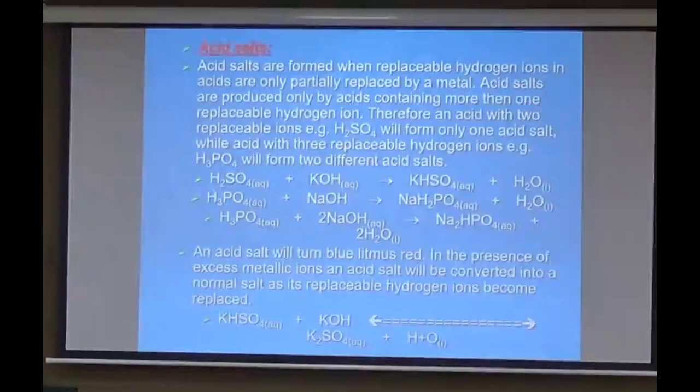Next we have acid salts, where all the replaceable hydrogen ions present in acid are not replaced at once. They are only partially replaced. For example, let us see, sulfuric acid reacting with potassium hydroxide, KOH. Sulfuric acid has two replaceable hydrogen ions. But in this reaction, what is happening? Out of two, only one is replaced by metal, that is K, metal ion K. So we have product KHSO4.